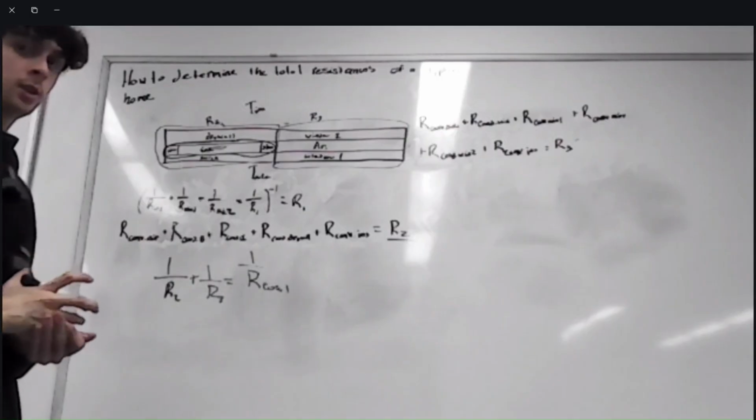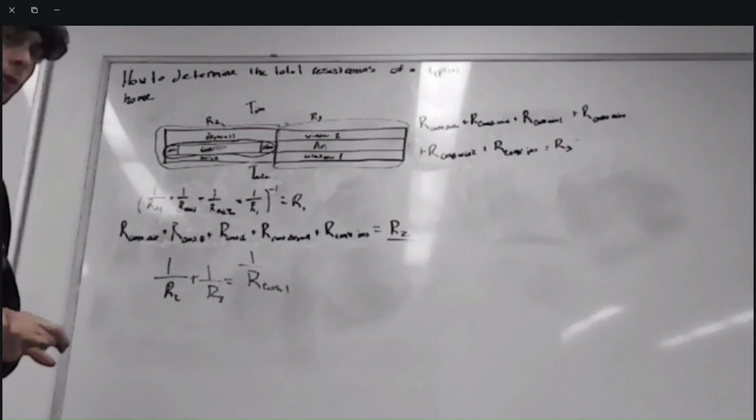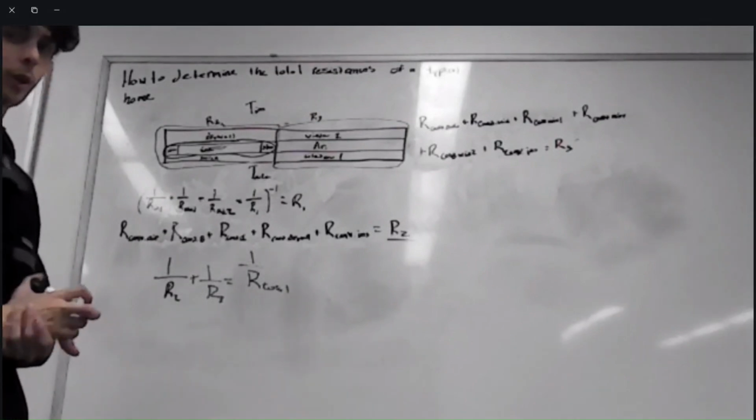So that is how you solve for the total resistance of a typical home with studs, drywall, brick, and a double pane window with argon in the middle.